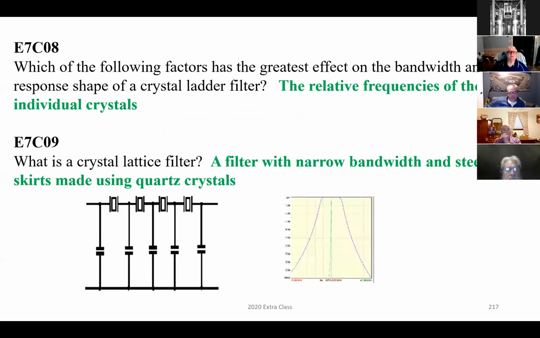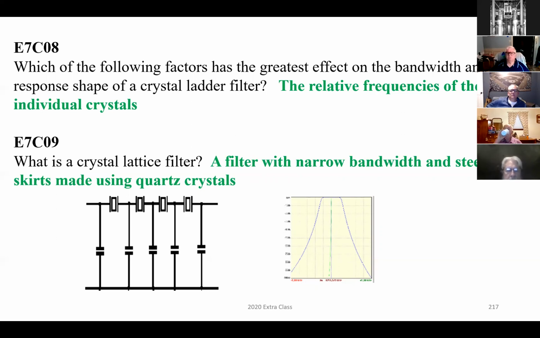All righty, next. Which of the following factors has the greatest effect on the bandwidth and response shape of a crystal ladder filter? The relative frequencies of the individual crystals. Okay. What is a crystal lattice filter? That is a filter with a narrow bandwidth and steep skirts made using quartz crystals. And there again is a drawing of what that would look like.